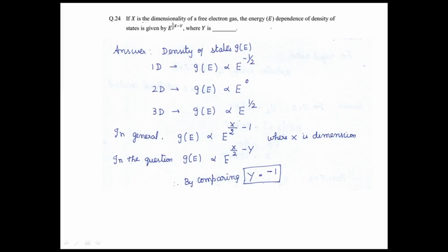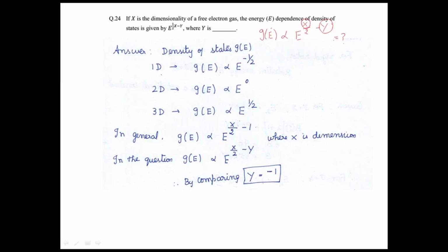Question: if x is the dimensionality of a free electron gas, the energy E dependency of density of states is given by E to the power x divided by 2 minus y, where y is. So in this question, they have given that the density of states g(E) is proportional to E to the power x divided by 2 minus y, where x is the dimensionality of a free electron gas, and they have asked us to find the value of y.